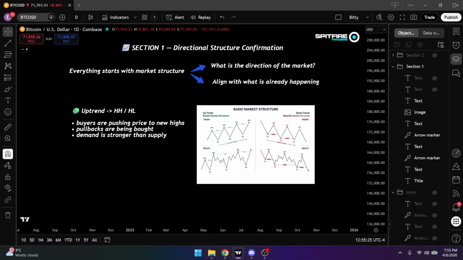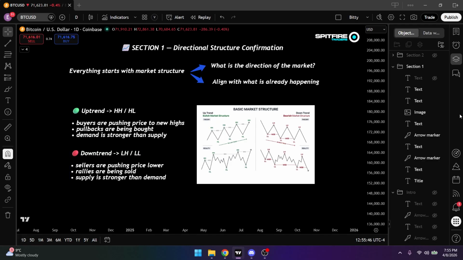An uptrend is defined by higher highs and higher lows. This means that buyers are pushing price to new highs, pullbacks are being bought, and demand is stronger than supply. So buyers are in control. Every time price pulls back, it creates an opportunity for the trend to continue.